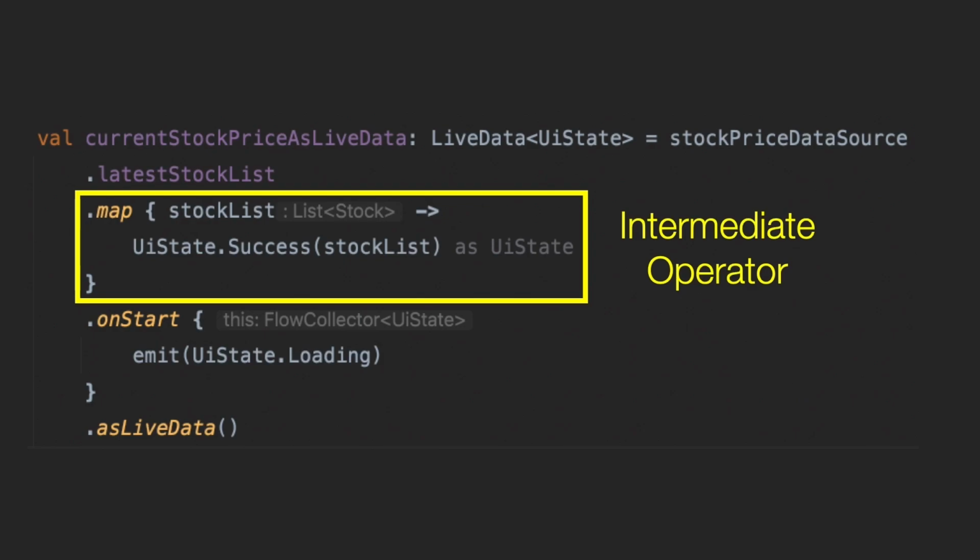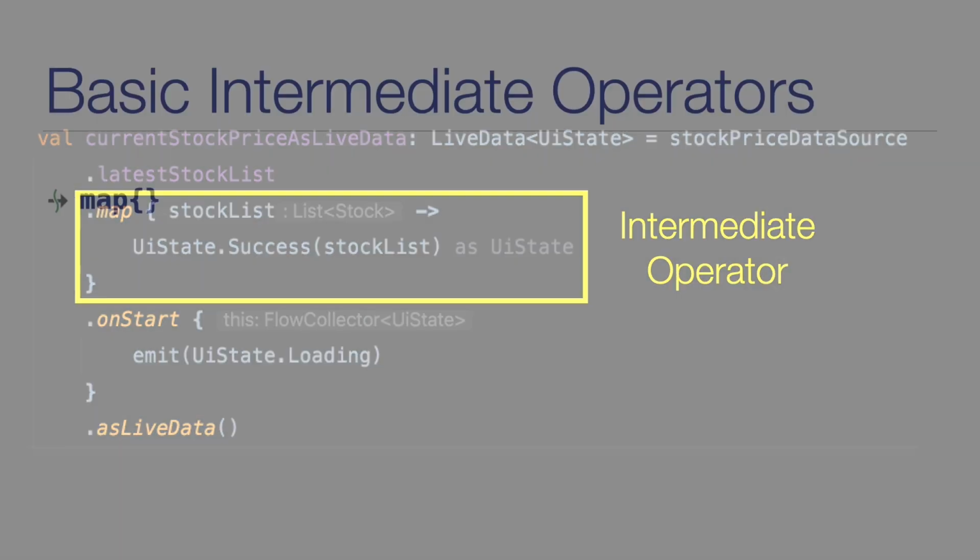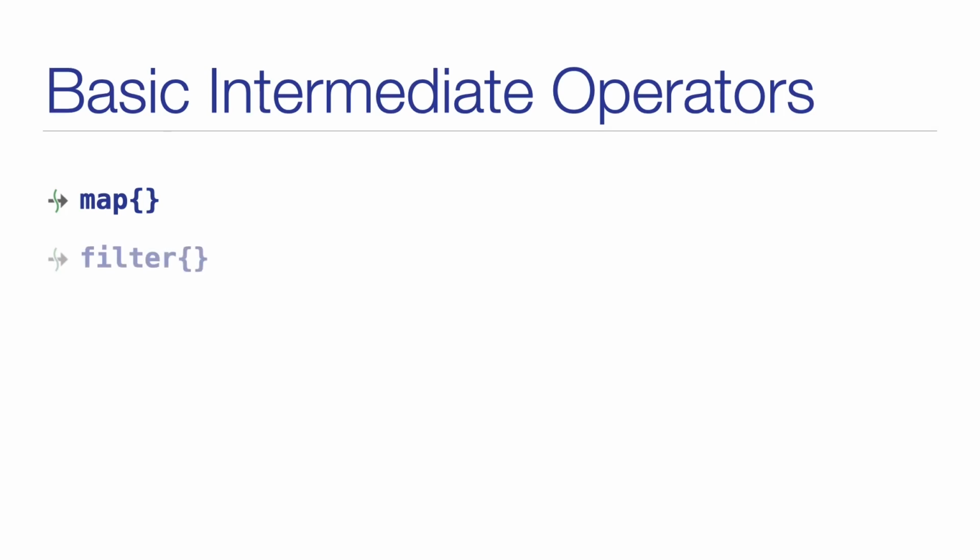We also covered the most common intermediate operators. Intermediate operators are called for every emission. Map is such an intermediate operator, and it's used to modify an emission or to convert an emission from one type to another, like we did in our use case here. Other intermediate operators are filter, which allows us to ignore certain emissions of a flow. And then there are also the size limiting operators like take and drop that we can use whenever we are interested only in a certain number of emissions.